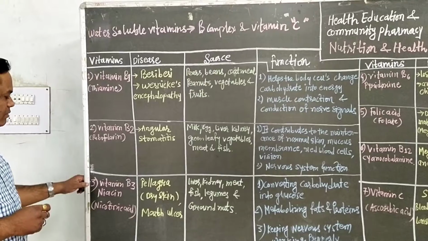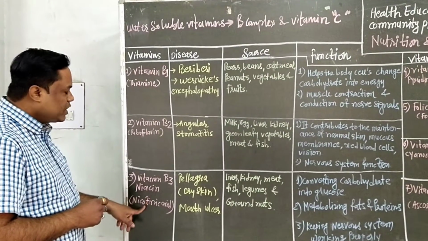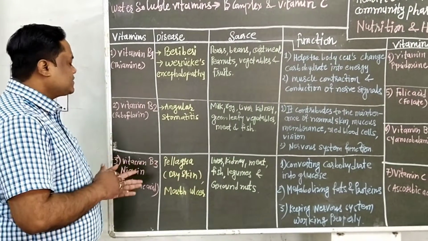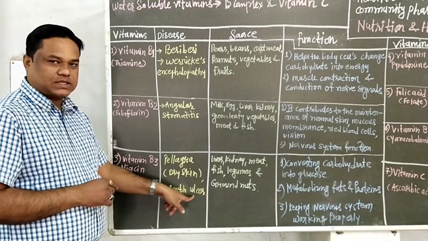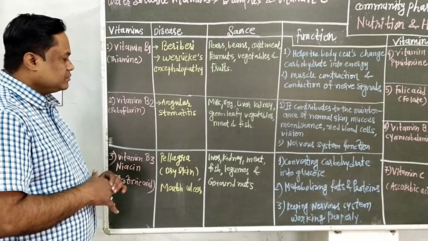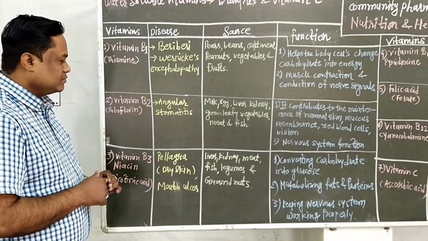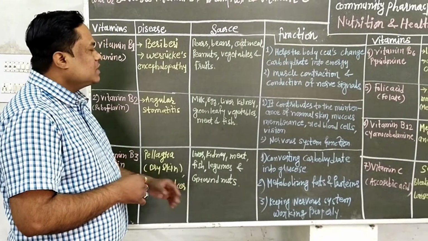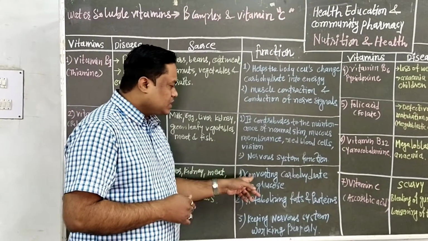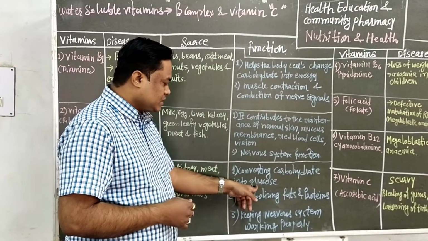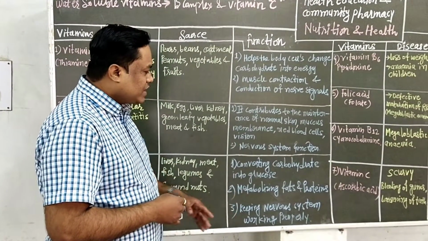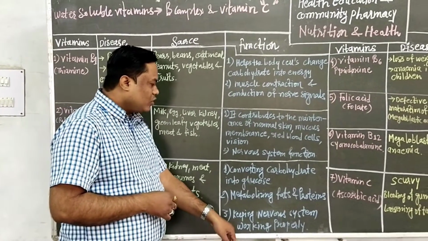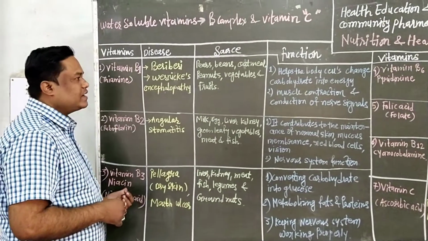Then next is vitamin B3, called niacin or nicotinic acid. The disease condition is pellagra. This pellagra disease is characterized by dry skin or mouth ulcers. It affects mostly the skin. Then sources are liver, kidney, meat, fish, legumes and groundnuts. The important functions of vitamin B3 are, first, converting carbohydrate into glucose, second, metabolizing fats and proteins, and third, keeping the nerve system working properly. These are the important functions of vitamin B3, that is niacin.